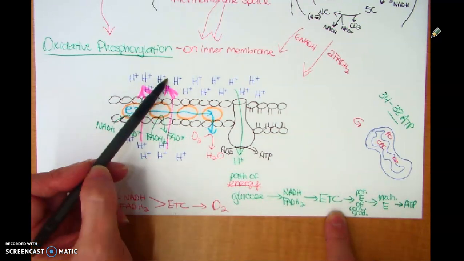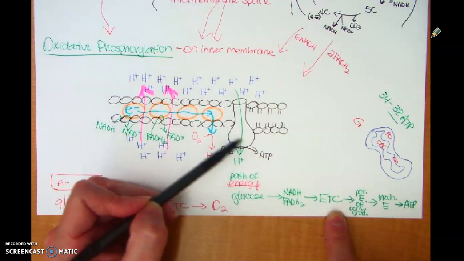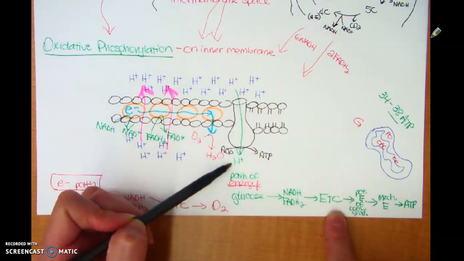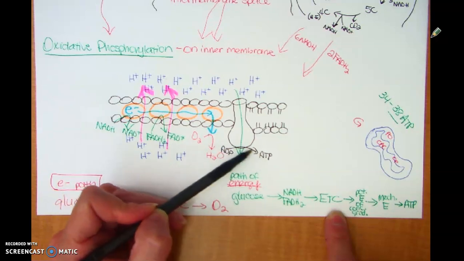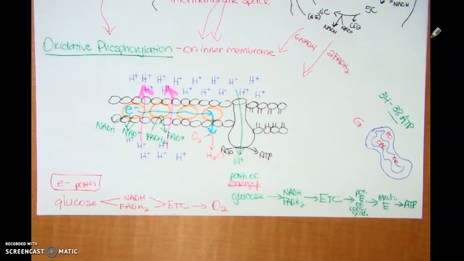The energy is used to create this high concentration up here, which then falls through, causing this to turn, and that provides the energy needed to form that bond between the second and third phosphate to make ATP. So that is how you can explain the movement of electrons and energy in cellular respiration.